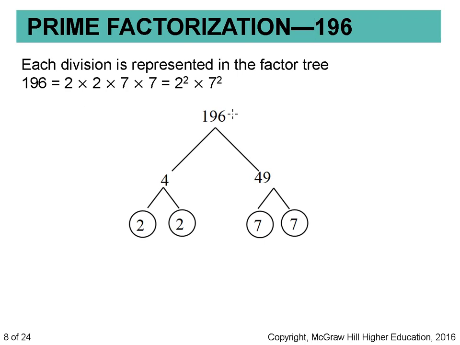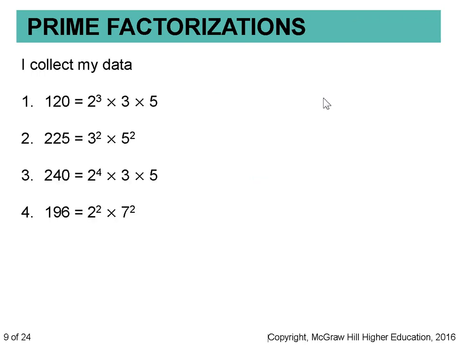4 goes into 196 49 times, then I break down 4 into 2 times 2 and 49 into 7 times 7. So my prime factorization of 196 is 2 squared times 7 squared. I collect this data here. I'm going to need it in a few minutes.